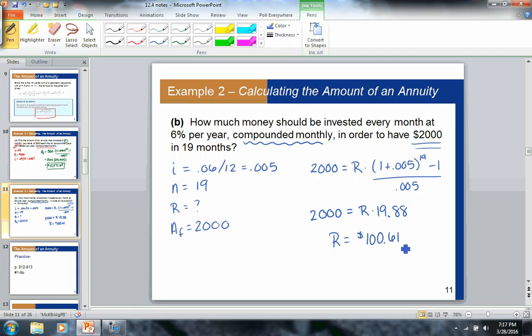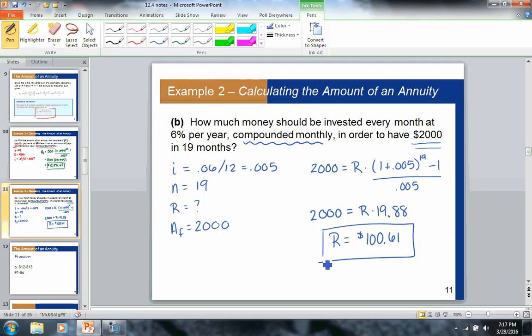So $100.61. Okay. And again, if that's your final answer, then you would say you should invest $100.61 every month in order to have $2,000 at the end. That would be how you would write your answer in a complete sentence.